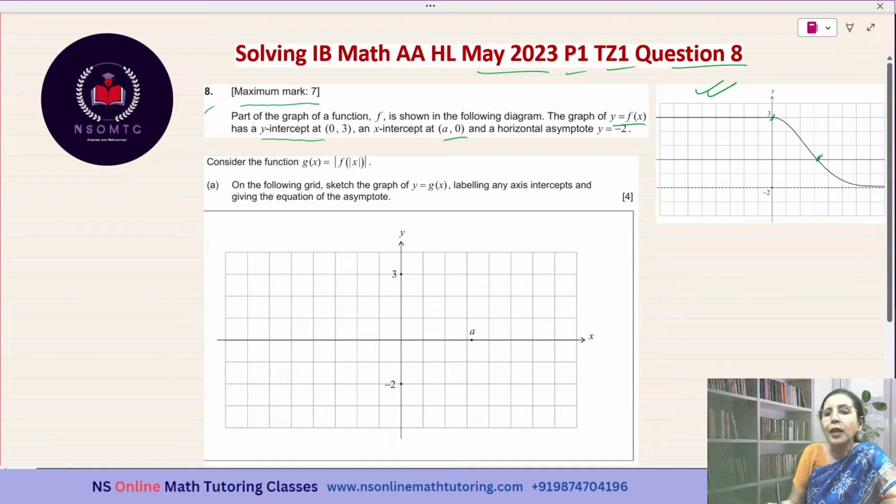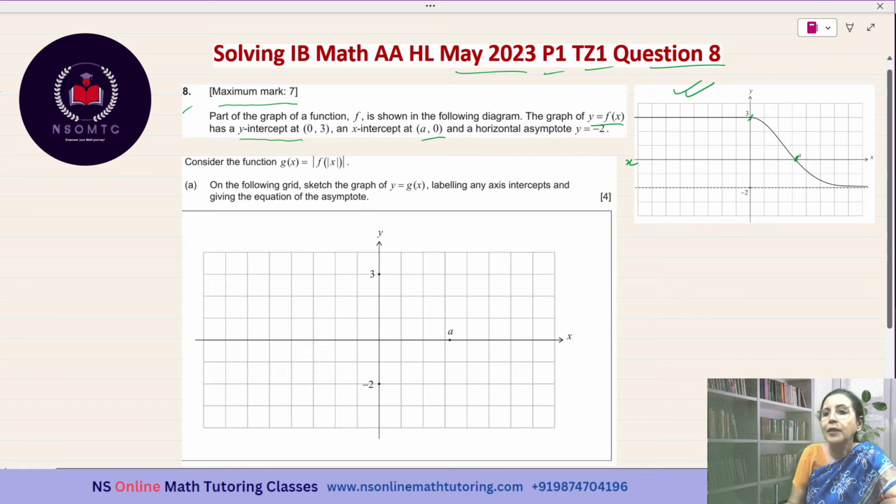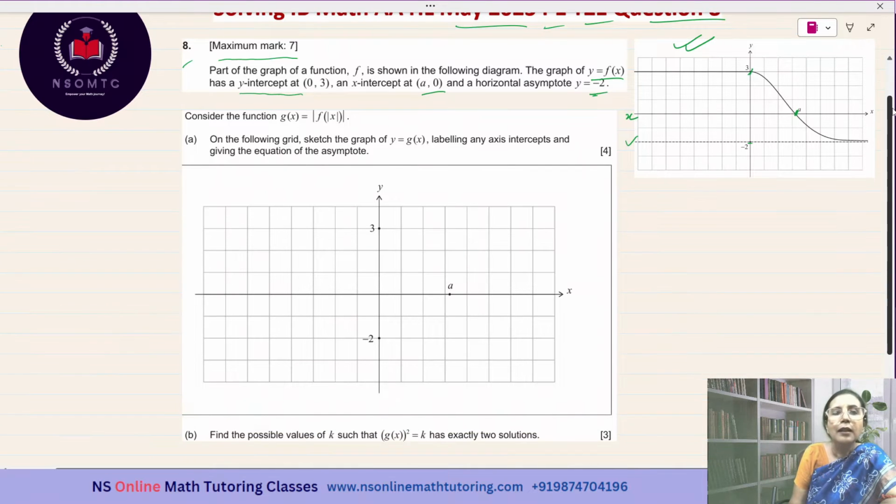This one. This is the x-axis. And a horizontal asymptote at y equal to -2. This is the -2. This is the asymptote. Horizontal asymptote. And now coming to the question, consider the function g of x equal to the absolute value of f of the absolute value of x.